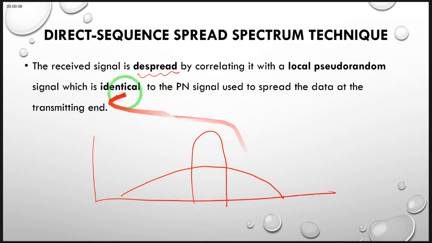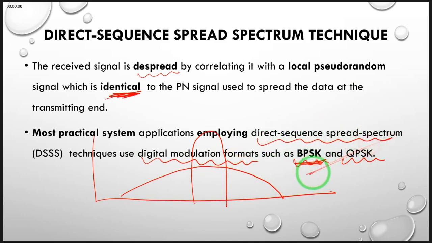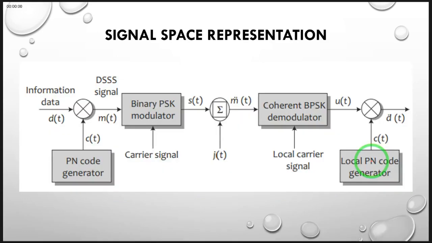So we use a despreading code that is identical to the one that we used to send, and we will see the mathematical rigor that shows that to be true. Most practical systems that employ DSSS employ an additional modulation scheme that we have already learned, for it to be sent over the wireless channel over a long distance. So we don't use DSSS alone. Most of the time we combine it with a digital modulation scheme like BPSK or QPSK to transmit our data over a long distance.